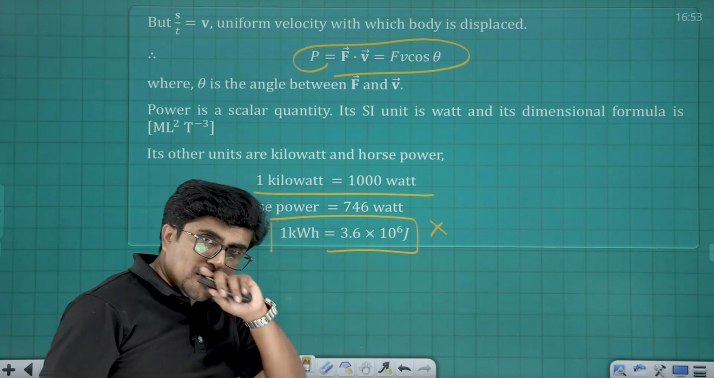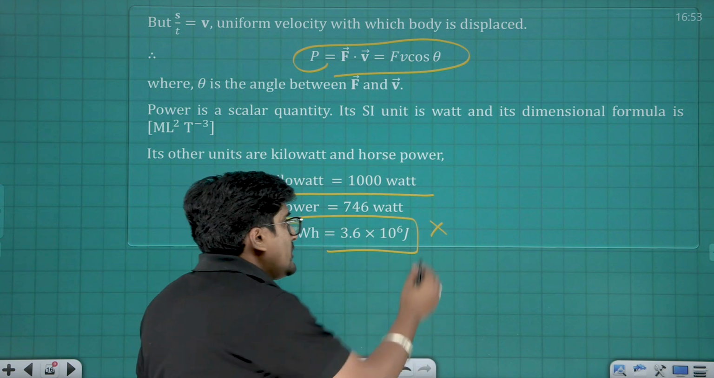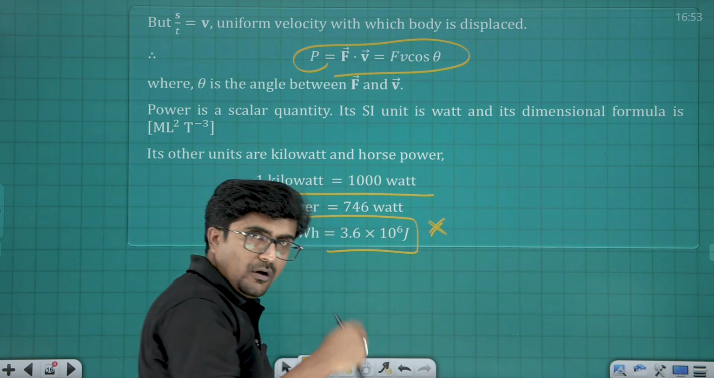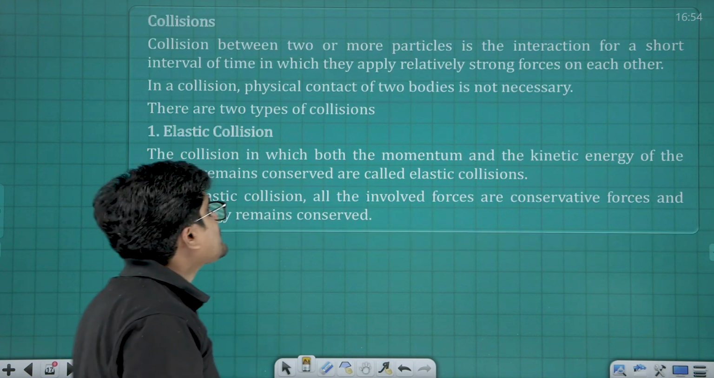So 1 kilowatt hour is 3.6 × 10^6 joule. This information is going to be very helpful. But I repeat, this is not a unit of power, this is a unit of energy.